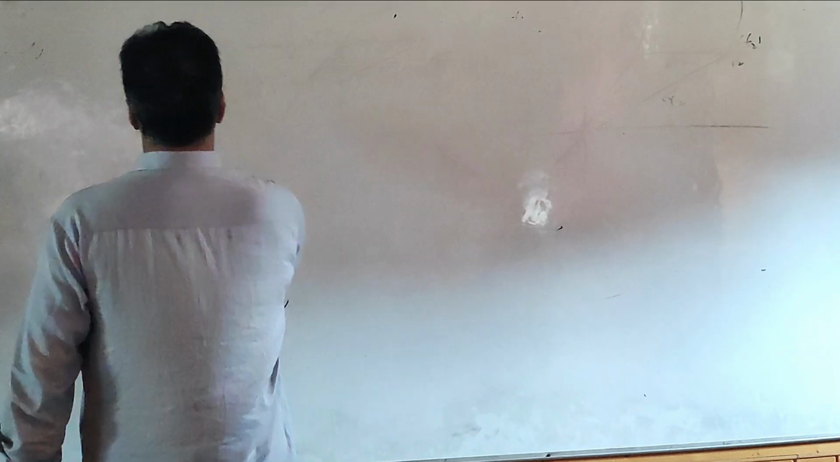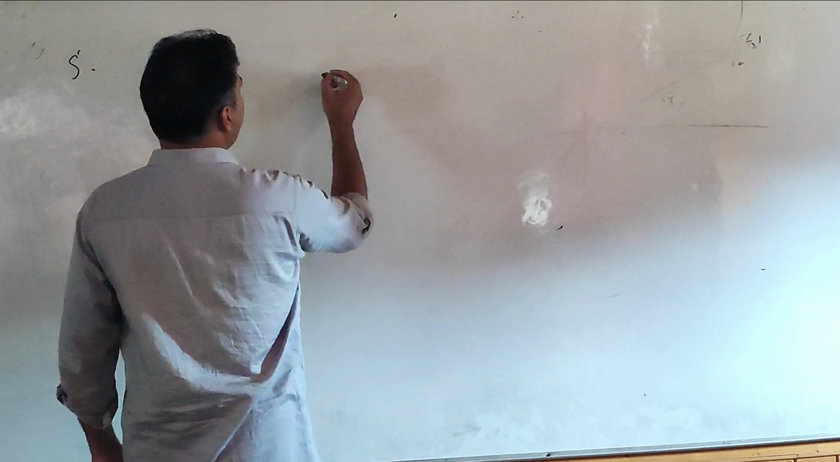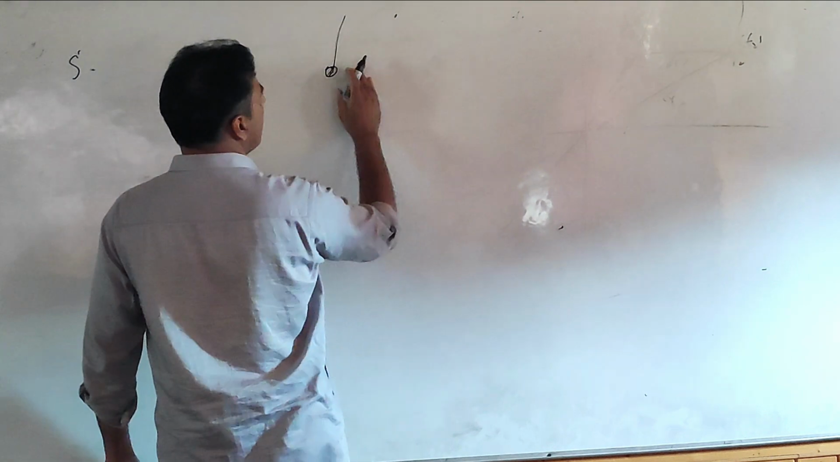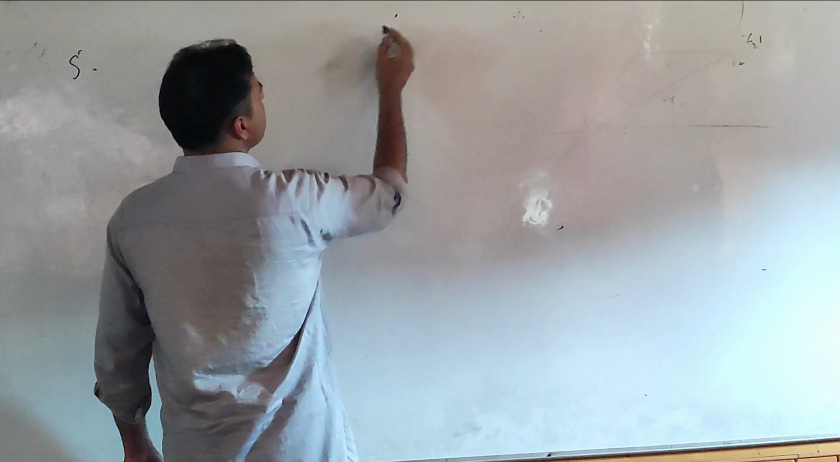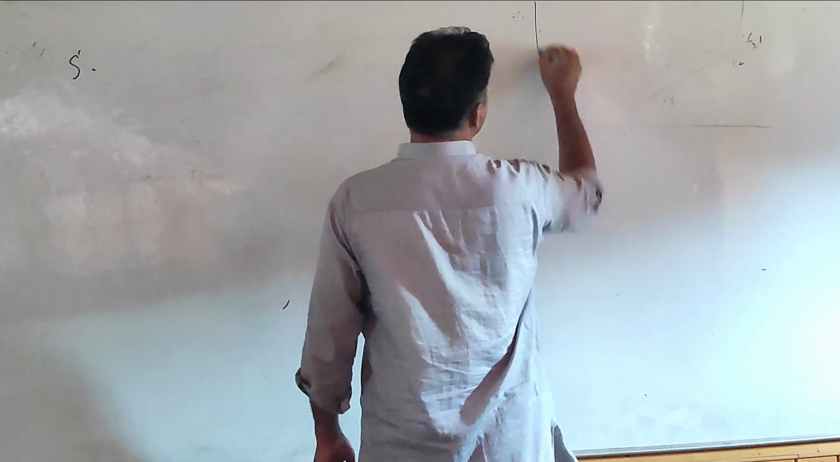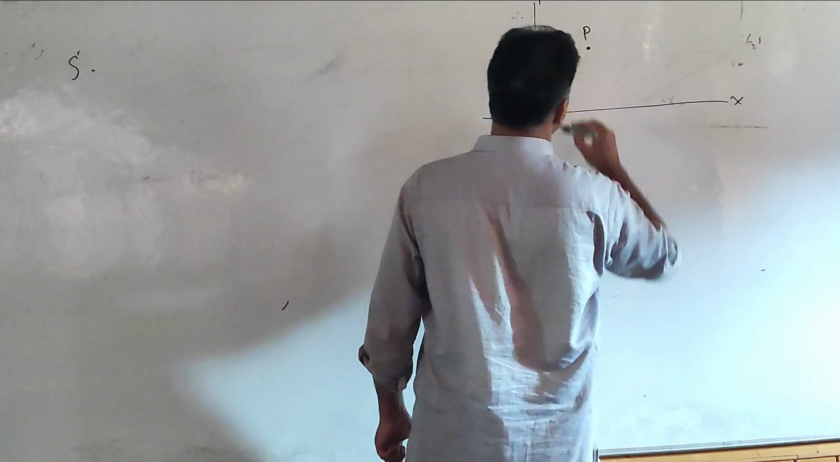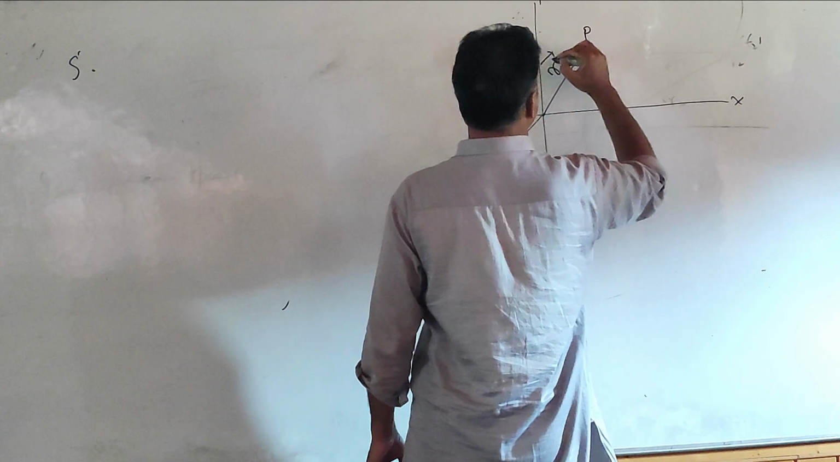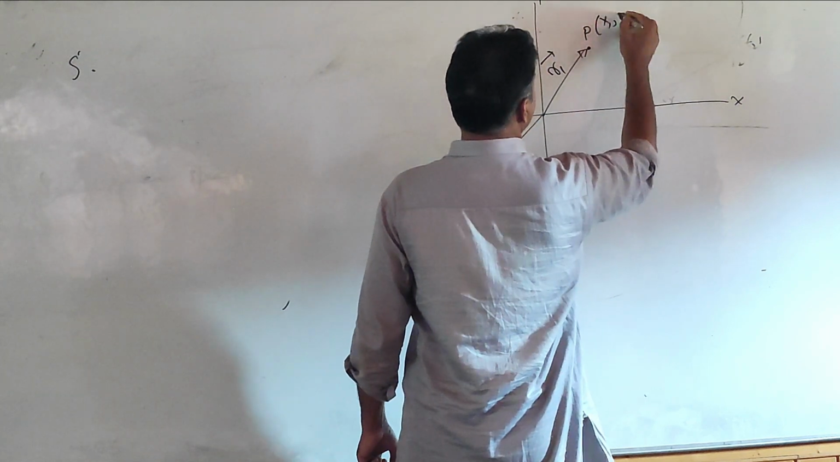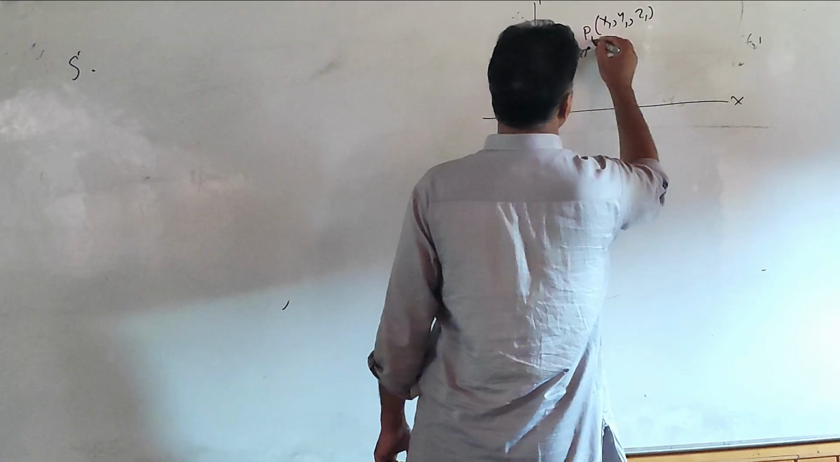Fifth point. It's a particle here and it moves. Okay, let me again take the coordinate system so that things become easier to visualize. It's a particle here. Okay, it's the radius vector of the particle, and its coordinates are x1, y1, z1.